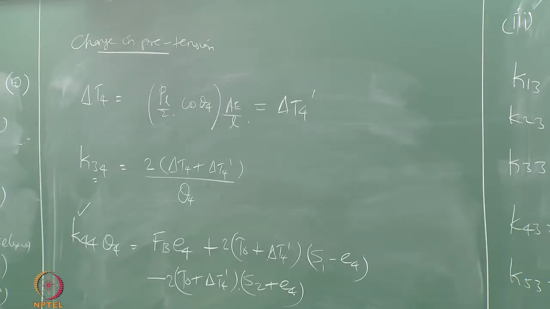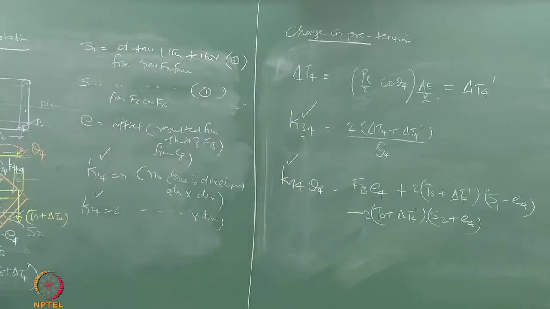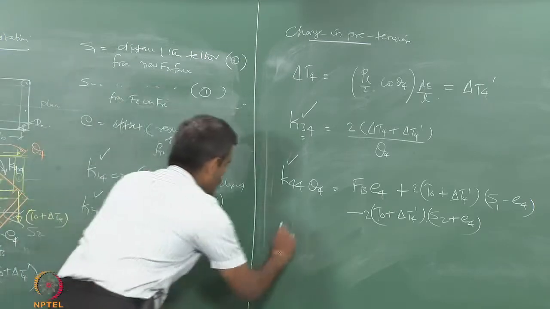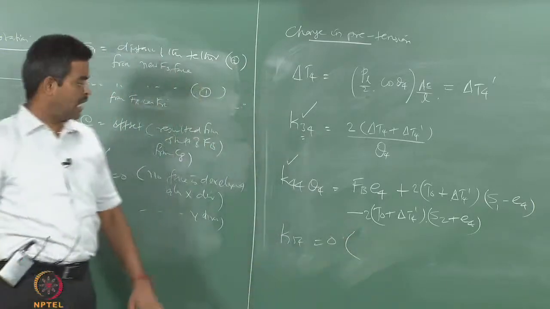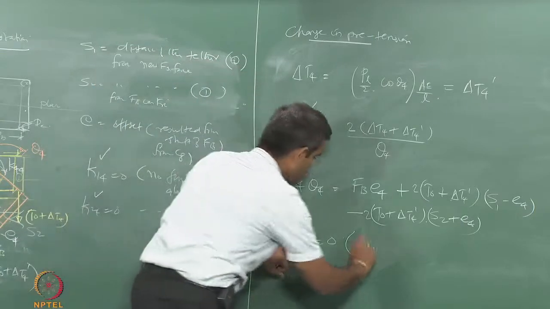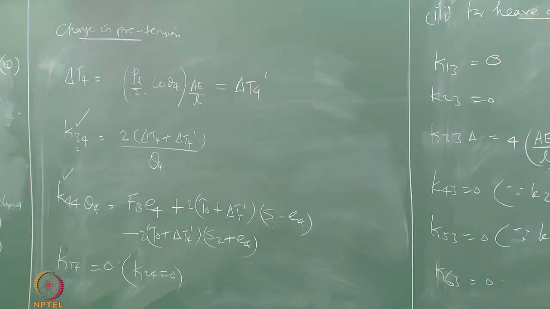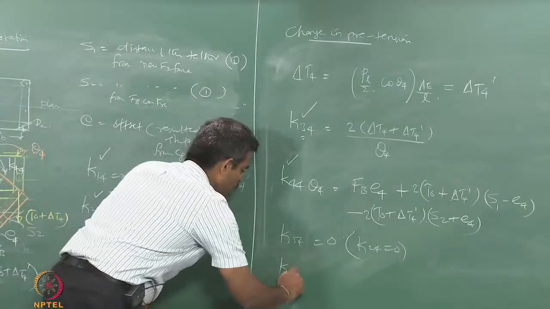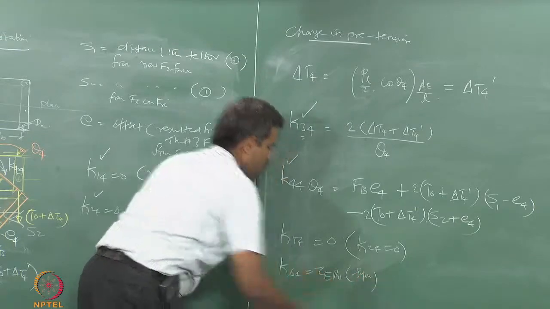K14 was 0, K24 was 0, K34 is obtained, K44, K54 and K64 were 0. Why is K54 0? Pitch was 0 because there is no sway. Similarly, K64 is 0 because of symmetry.